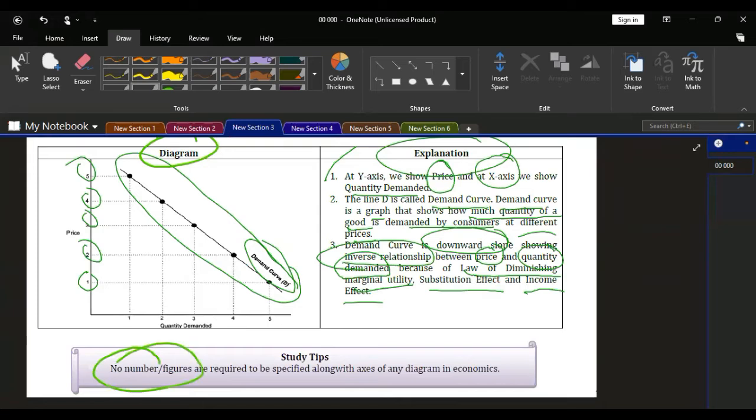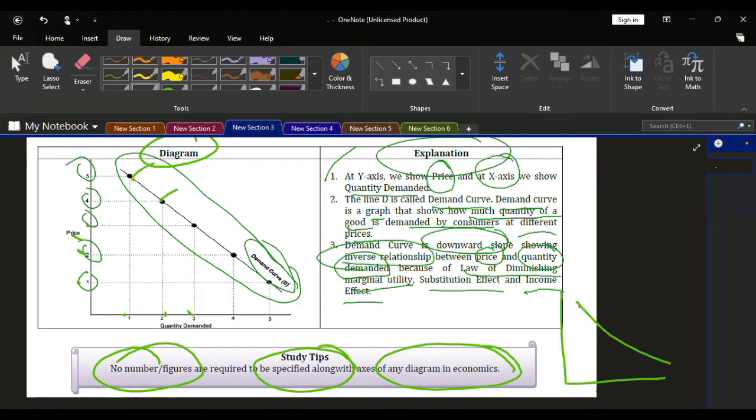No numbers or figures are required to be specified along the axis of any diagram in economics. It is an easier way for you in exams: if you do not want to make a point-by-point graph, then you can easily draw a simple diagram without marking any numbers or connecting dots in exams. But I prefer to make a diagram by making these dots and connecting them through these points.